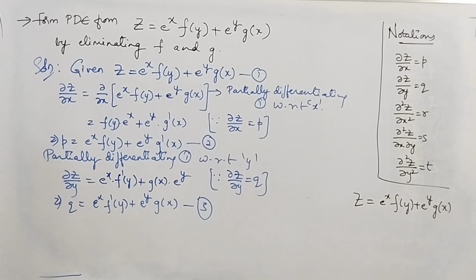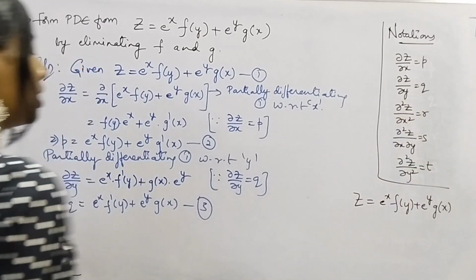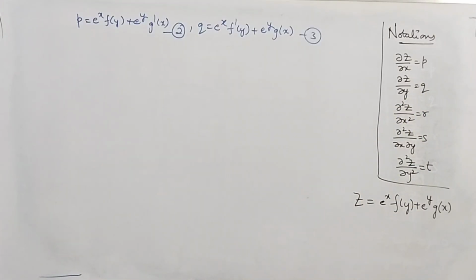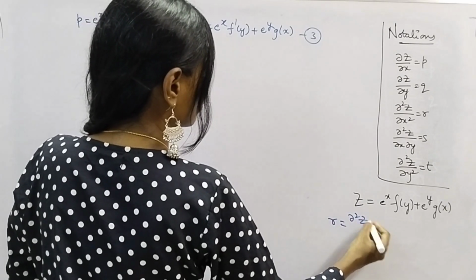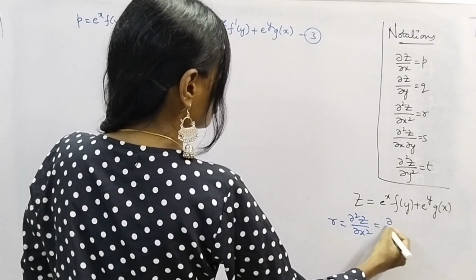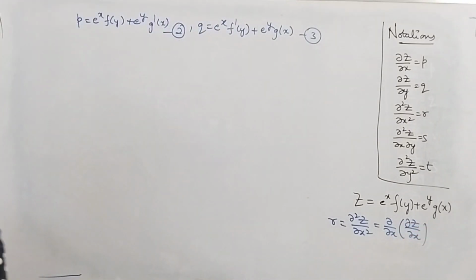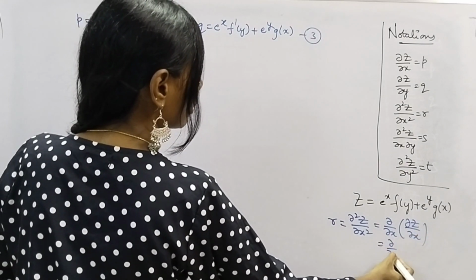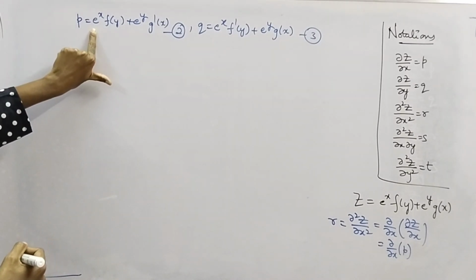Now again we'll find r, t and s if we feel it's necessary. Let's see. Fine, now let's find r. You can also write r as dou by dou x of dou z by dou x, right? That is partial derivative of here dou z by dou x is nothing but p, right? So partial derivative of p with respect to x gives r.